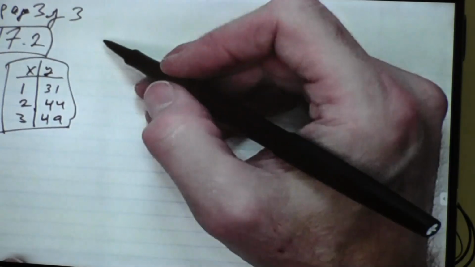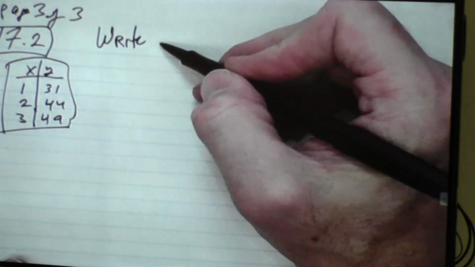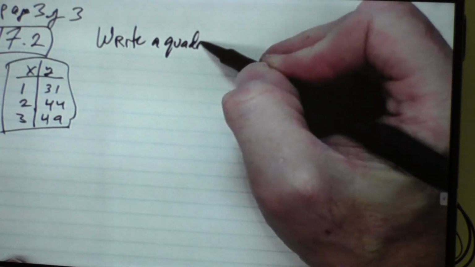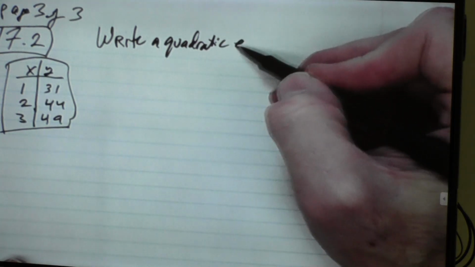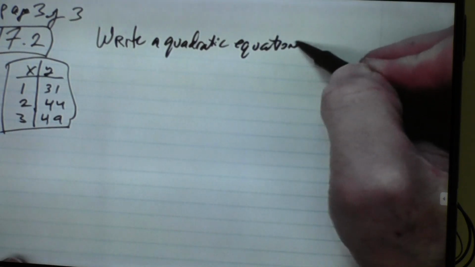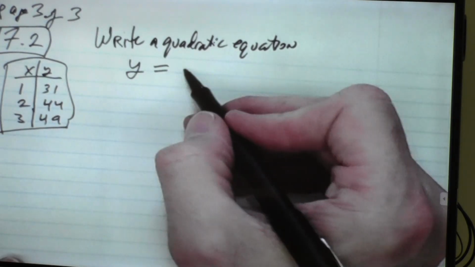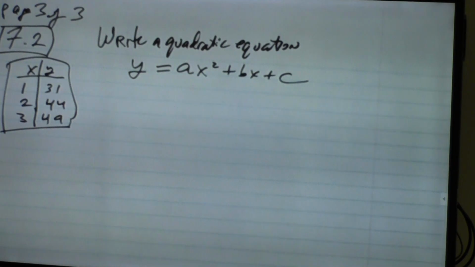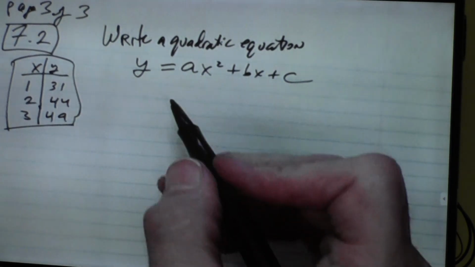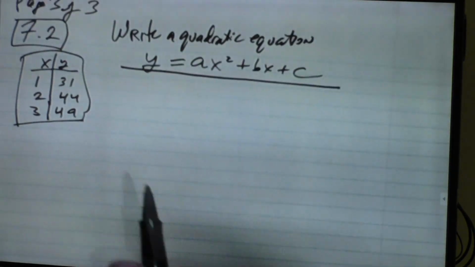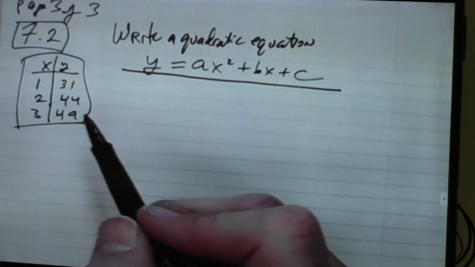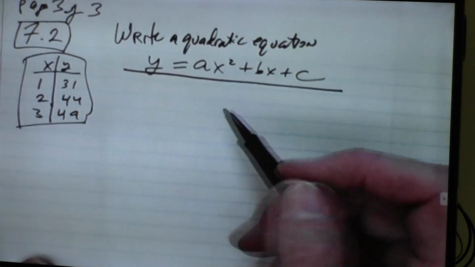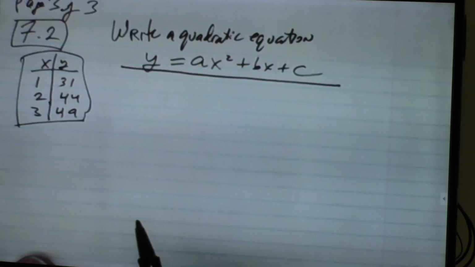So in fact, I'll write that up here as write a quadratic equation. So remember what we're looking for is y equals ax squared plus bx plus c. So that's our goal. And we're going to use these three first off. So that first step, in fact, remember, put the x's in here and the y in there. I'm going to do it, but I want you to write it down first.